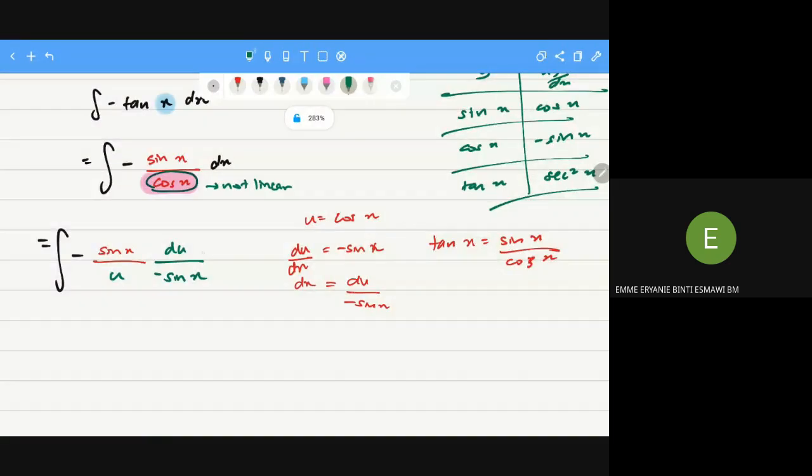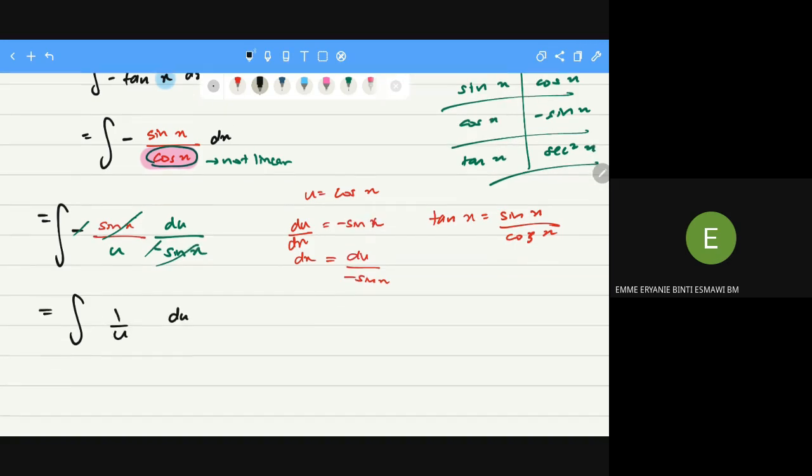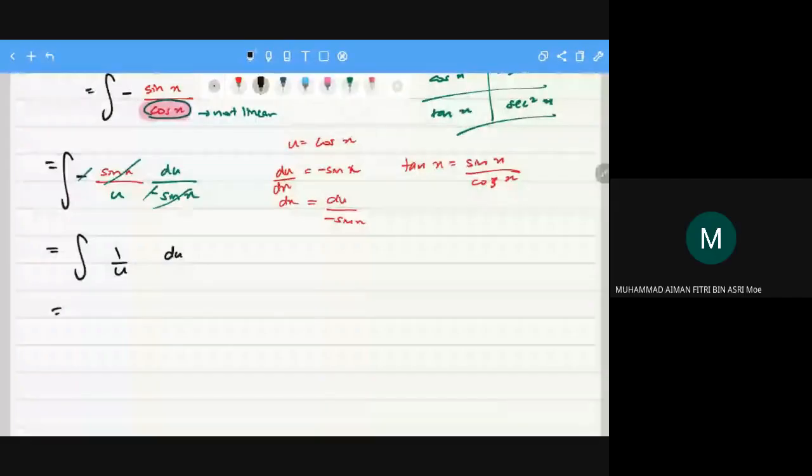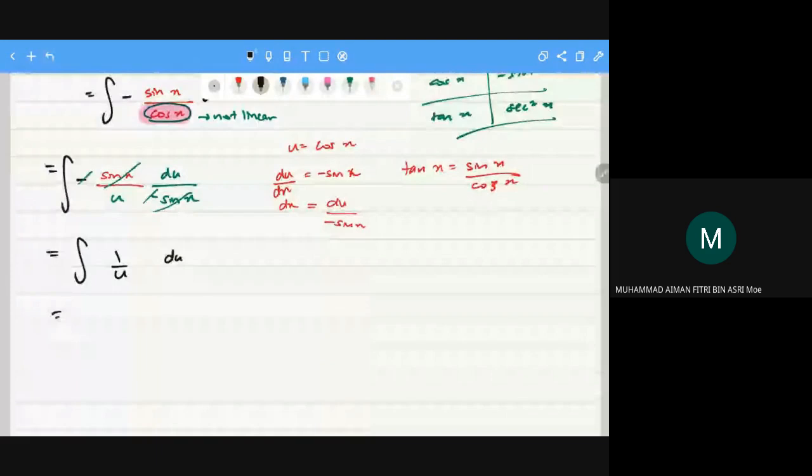Okay. Dan kebetulan we see that, oh negatif dengan negatif boleh bahagi, potong-potong. Sin dengan sin boleh bahagi, potong-potong. Okay. Jadi yang tinggal, kalau dah potong ni, adakah u akan naik atas? 1 over u. Well, yeah, good. 1 over u. So that can be 1 over u. Du kat belakang. And integral of, what's the answer? No, tukar u tu jadi cos x.